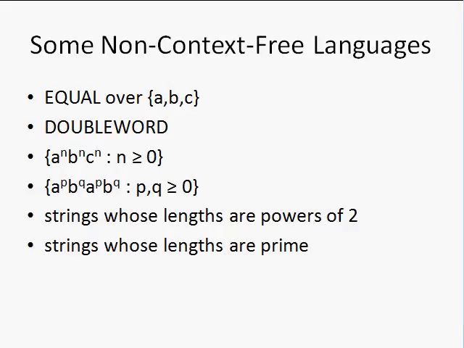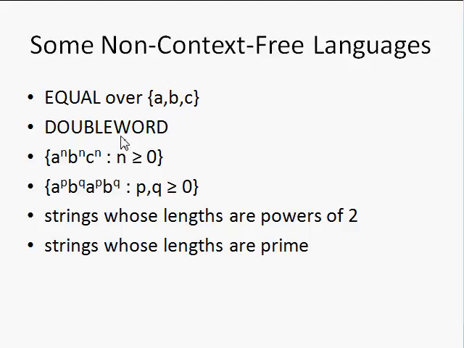Let's look at a list of languages that are not context-free. Look at this one right here. You've got 3 letters in your alphabet. You cannot make sure that 3 letters have the same count. So this language is not context-free. And we've seen that double word is not.